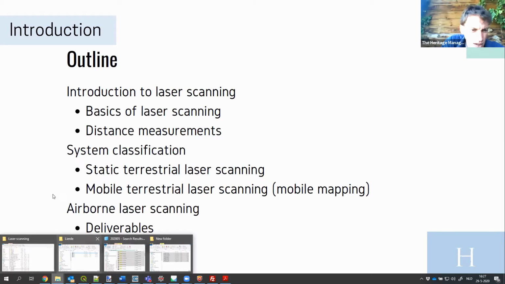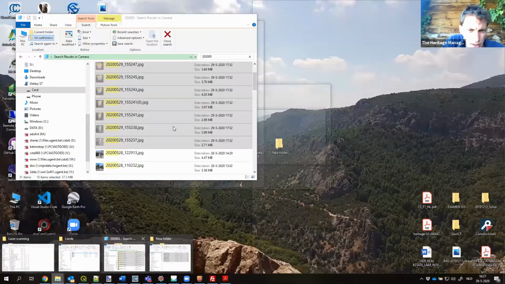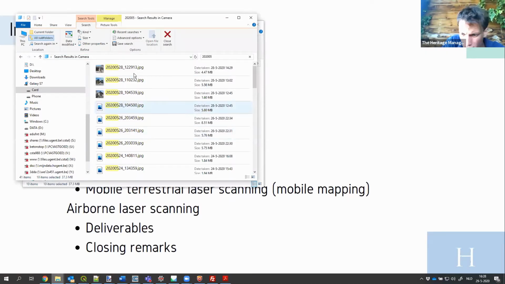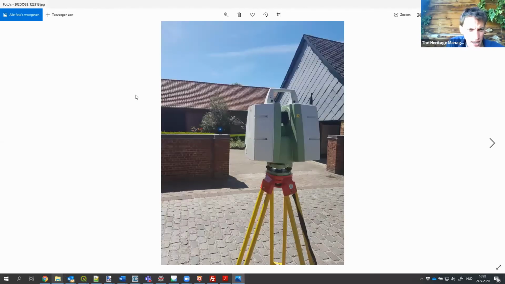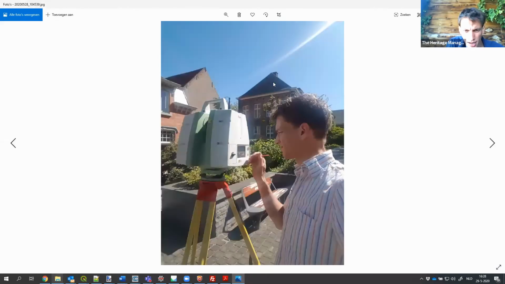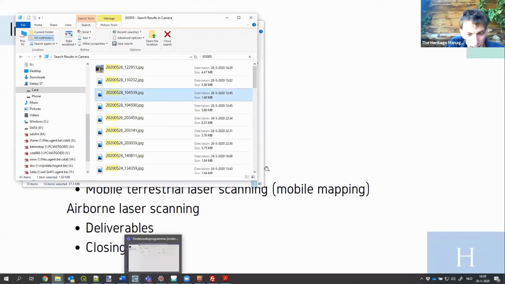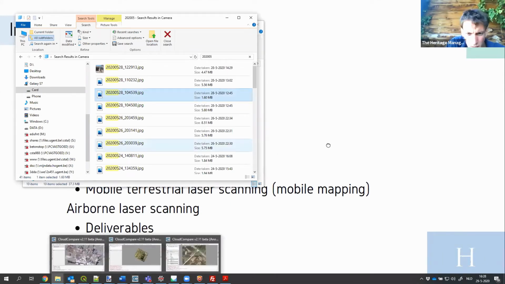So if I go to this folder, yeah, voila. This was the laser scanner that I was using yesterday. Just some impression photos of the laser scanner, and the artifact that I was asked to model, which was this building in the background. By using a laser scanner, you can obtain data like this. What you see here is a preliminary result of the data that I acquired yesterday.